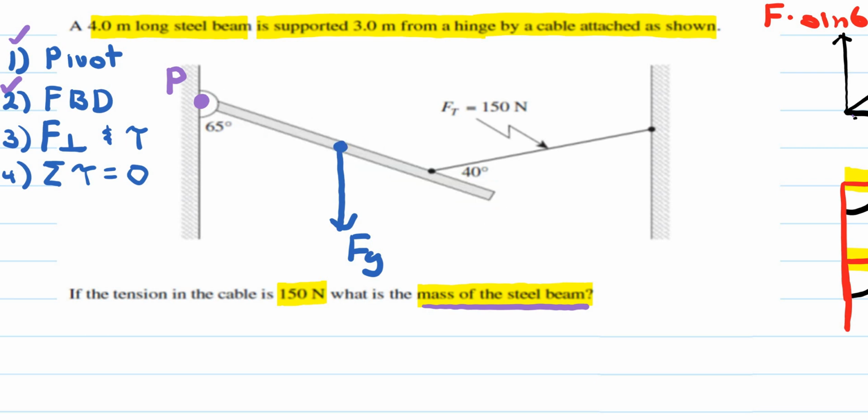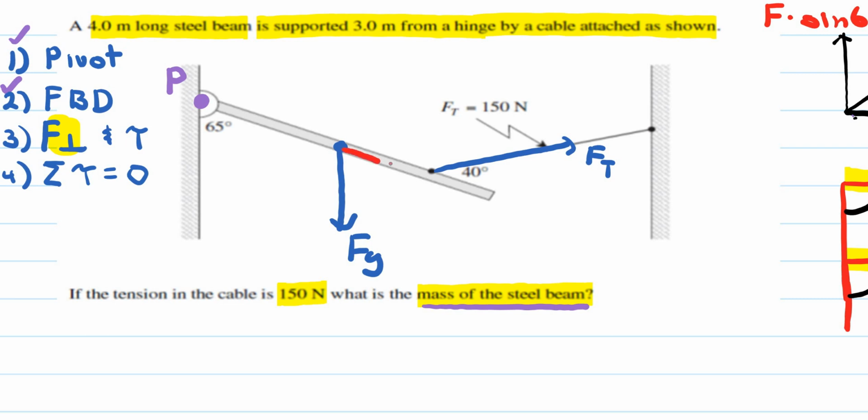We're also given that the tension of the cable is 150 newtons, so we also have a force in this direction, and we'll call that your force tension. That's your free body diagram so far because we put our pivot against the wall. The next thing you want to do is find all the perpendicular forces. So let's break down all our perpendicular forces, and then we can figure out where we can calculate the torques.